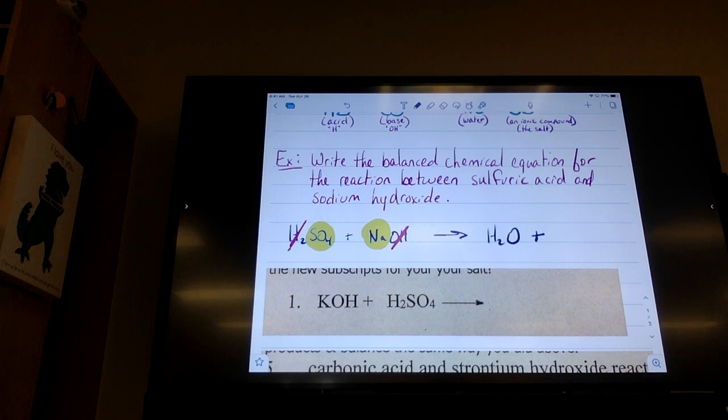What's wrong with you? All right, so sodium is a +1. And then sulfate is a -2. So you have to check those charges and write the correct chemical formula. What's it going to be?